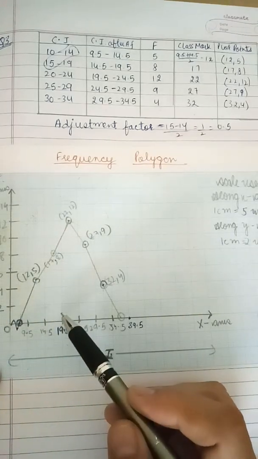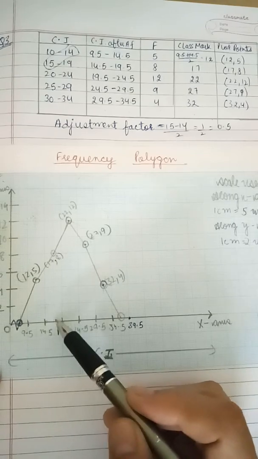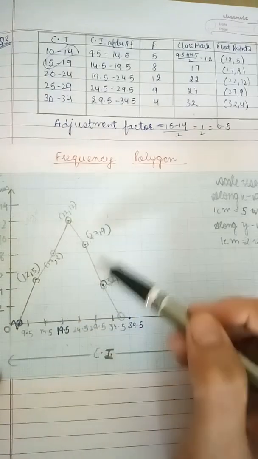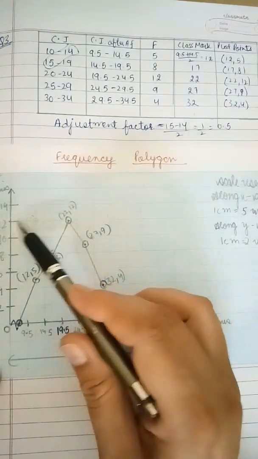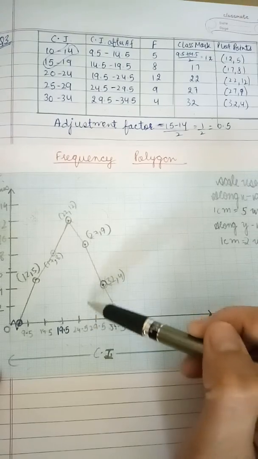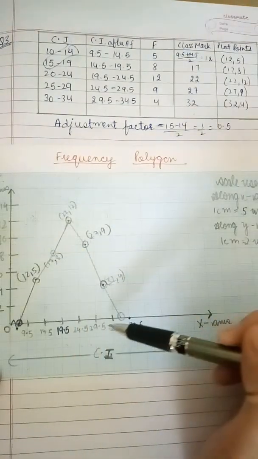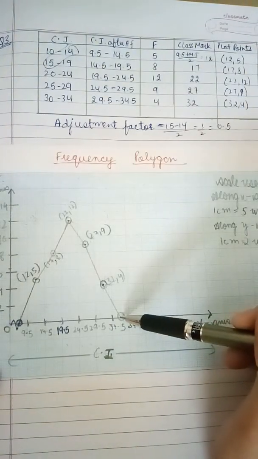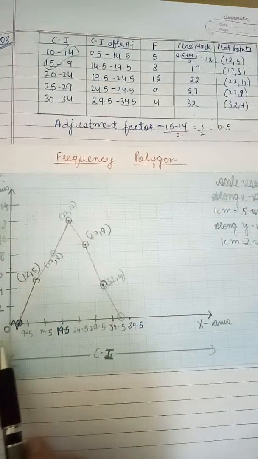Similarly we can plot the next point, 17. Here fifth line and 8 is exact. Then 22 on the fifth line, here 12 is exact. Then here also fifth line and this is 9. Then here also fifth line, this is 4, and here also. Okay. Then how to write the scale?